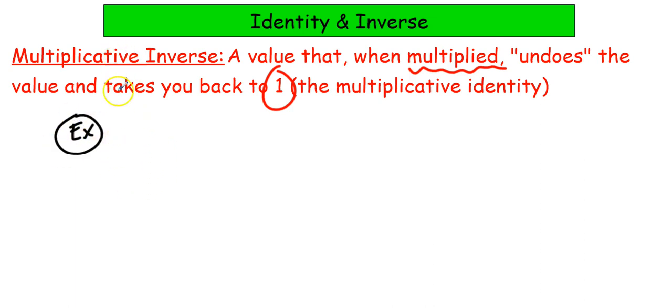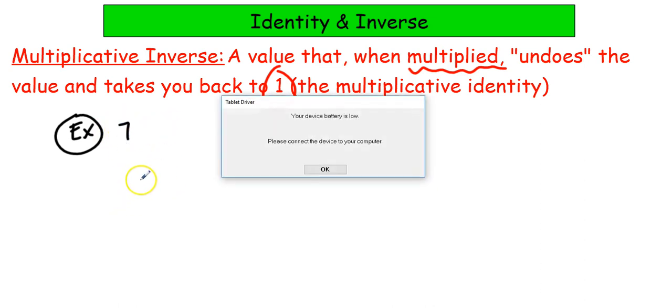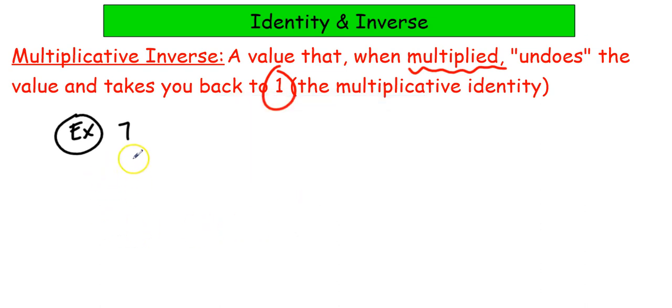I want the multiplicative inverse. So find the multiplicative inverse of 7. So if I want to look at what is the multiplicative inverse of 7, I want to find a number that when I multiply that number by 7, it equals 1.